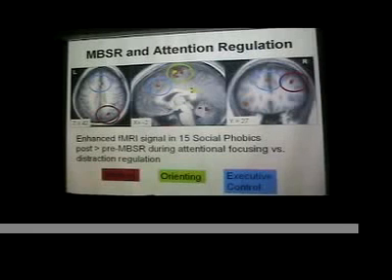And now we use this as a basis for getting a grant, and now we're looking at this in 60 adults who are going through mindfulness training.